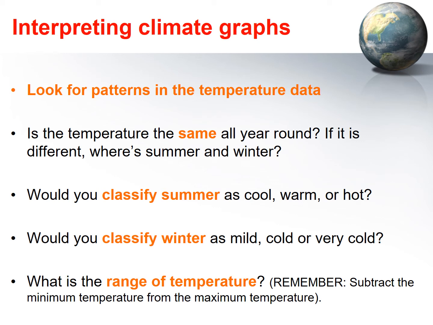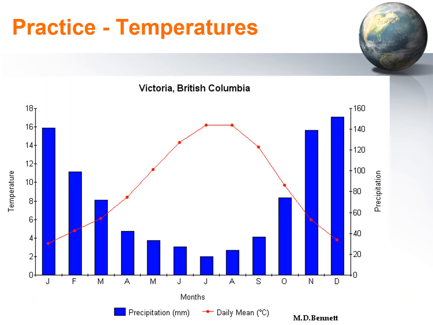Additionally, would you classify winter as mild, cold, or very cold? Once again, you want to look at the precipitation and the overall average temperature, the high and the low, to get your answer. Followed by, what is the range of temperatures? And how you create the range of temperature, you average out the usual daytime high and the daytime low. You want to subtract the minimum temperature from the maximum temperature to get your overall average for the month instead of day by day.